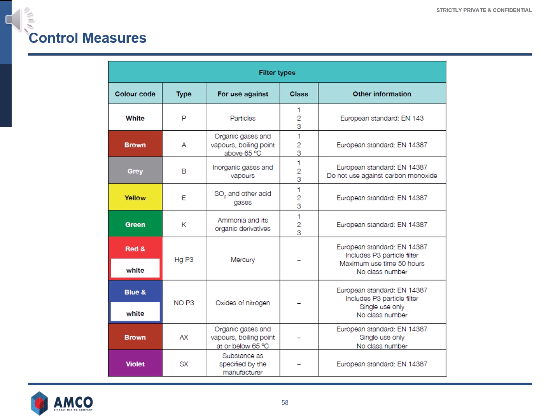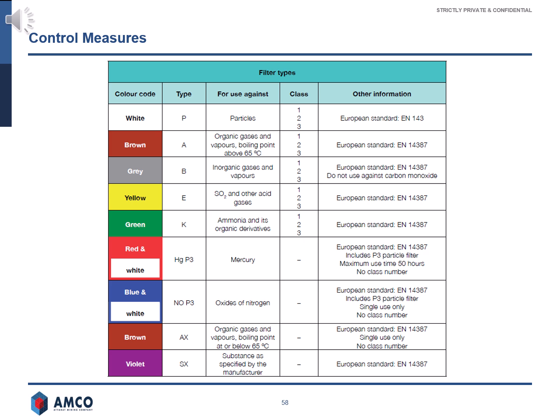Gray, B for inorganic gases and vapors. Classes 1, 2, 3. Complies with EN 14387. Not for use against carbon monoxide. Yellow, E4 SO2 and other acid gases and vapors. Classes 1, 2, 3. Complies with EN 14387. Not for use against carbon monoxide.